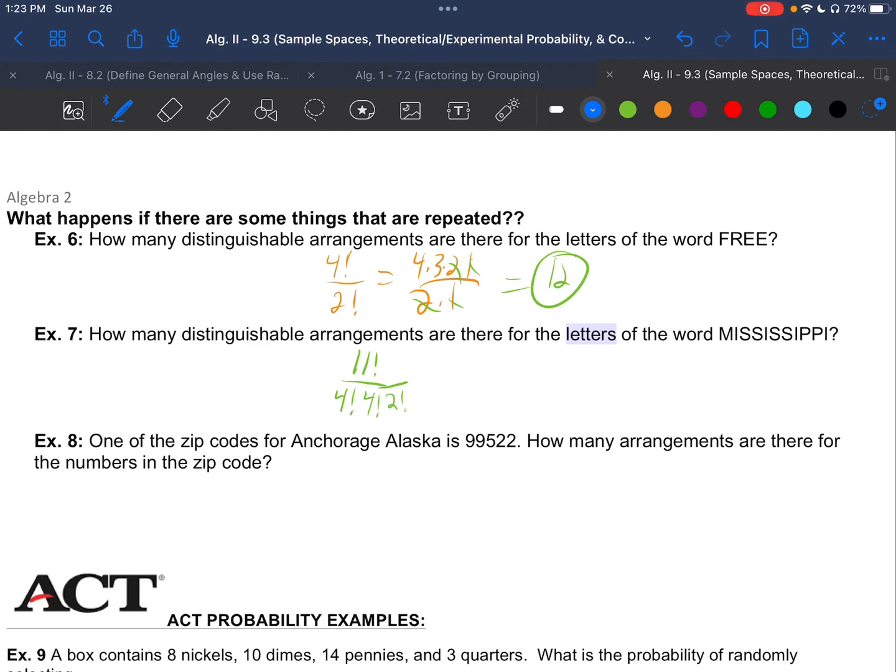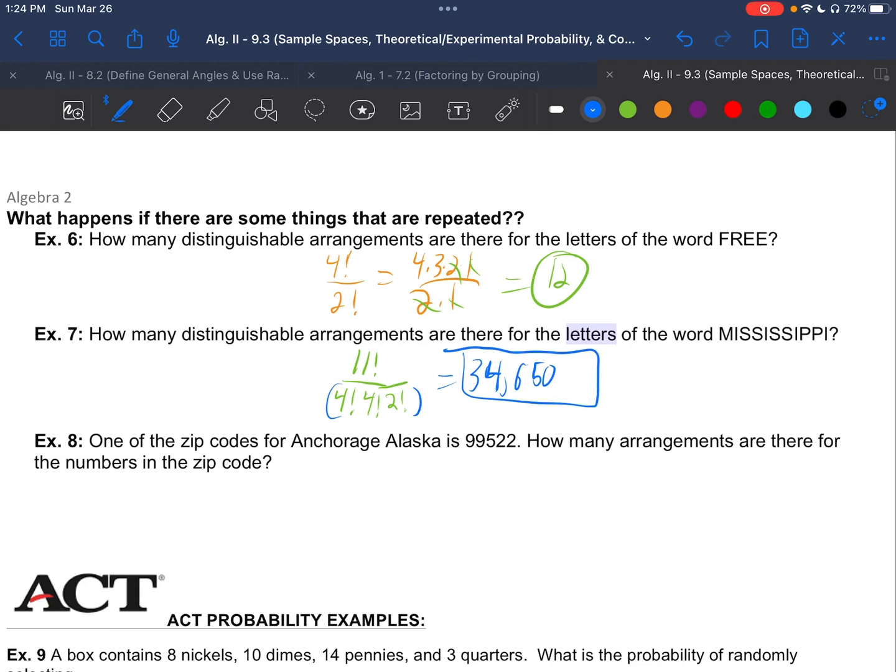And it's important that if you're typing this in your calculator, you put parentheses around the bottom. So you take 11 factorial divided by all of that, and you would end up getting 34,650 different combinations, which if you just compare that to 11 factorial, is quite a lot smaller. I want you to try number 8.